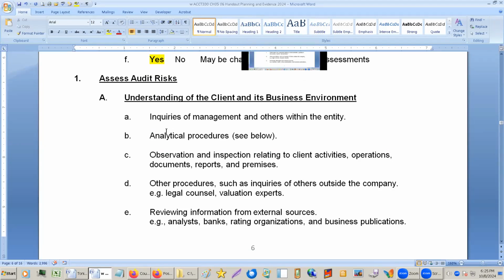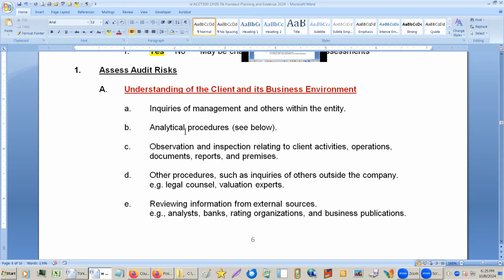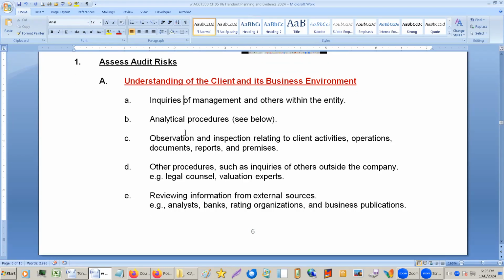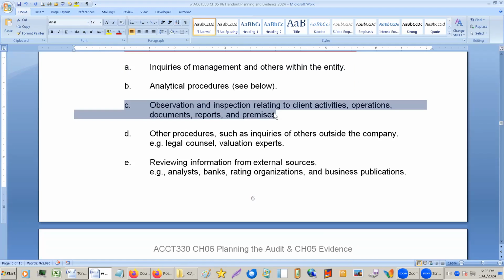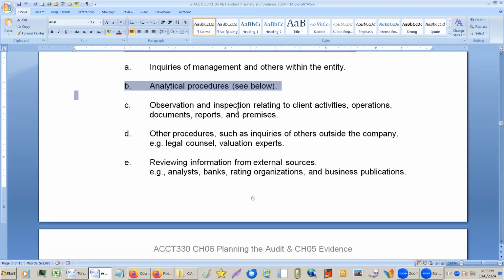Okay, so getting an understanding of the client's business environment: how they operate, what their industry is, all that kind of stuff, and seeing what the problems are that could come about. We're not going to go too far into these, but talk to management and other people. Observation is a good one. Analytical procedures, we'll do that below. Observation I found to be a really good one.